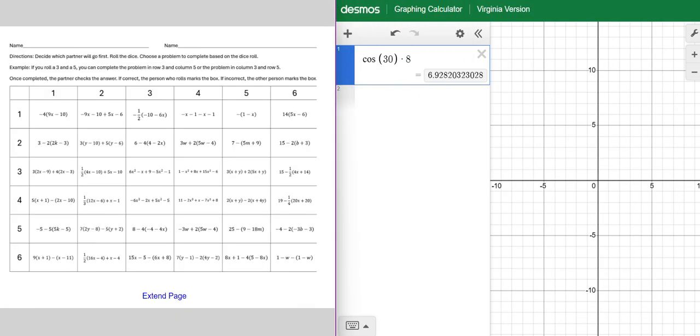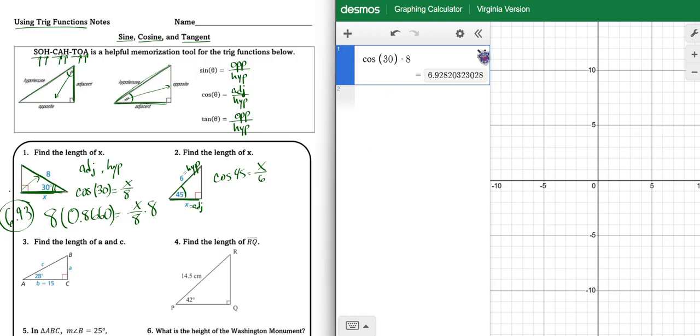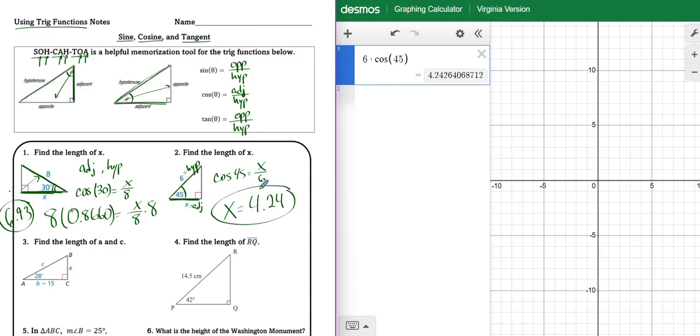You're going to see me do this a lot when I do this in the calculator. I'm not going to split this into two separate steps. I'm just going to do this in one step. We're just going to multiply that 6 over. So I'm going to do 6 times cosine of 45, and I can just do that in one step there. So x equals 4.24. Again, it had to be shorter than that 6 because that's the hypotenuse.